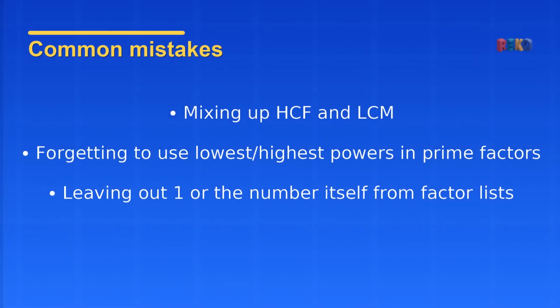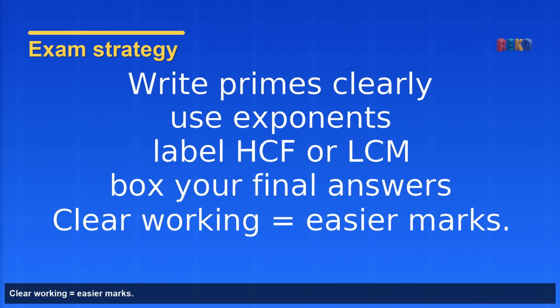Be careful not to mix up the highest common factor with the lowest common multiple. They answer very different questions. Always use the correct powers in prime factorization, smallest for the highest common factor and largest for the lowest common multiple. And remember to include both 1 and the number itself when listing all factors. Write your prime factors clearly and use exponents to keep your work neat. State whether you're finding the highest common factor or the lowest common multiple, and always box your final answer. Clear, well-organized working makes it easier to earn every mark.